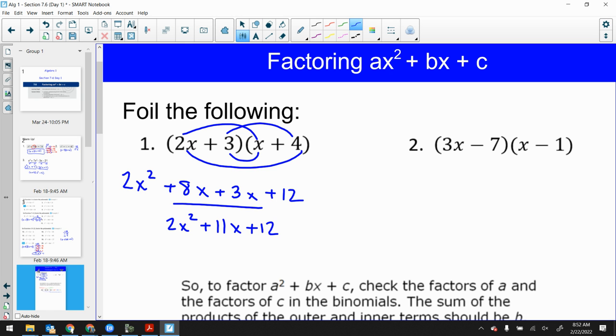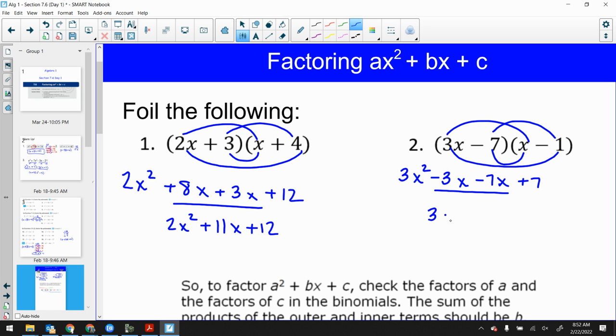Let's take a look at the next one. 3x times x is a 3x squared. 3x times negative 1 is a negative 3x. Negative 7 times x is a negative 7x. Negative 7 times 1 is a positive 7. Combine like terms. 3x squared minus 10x plus 7.